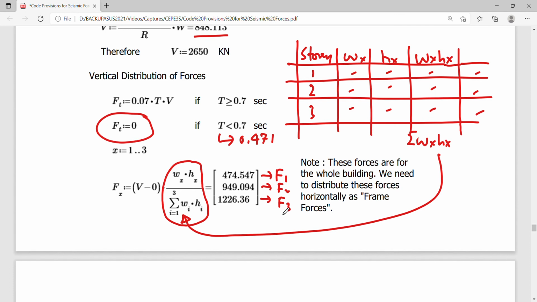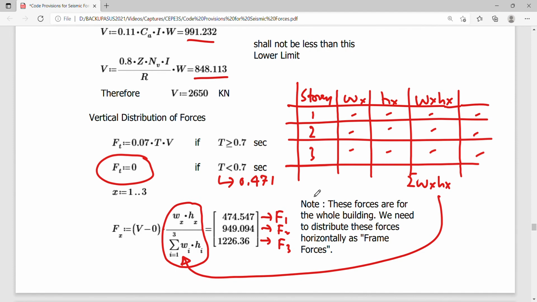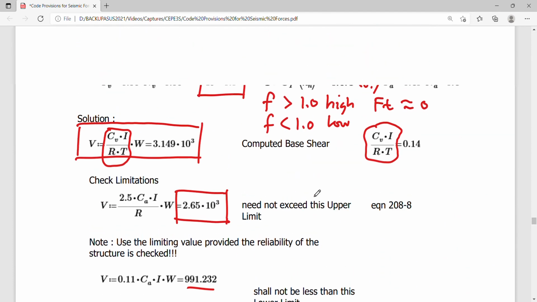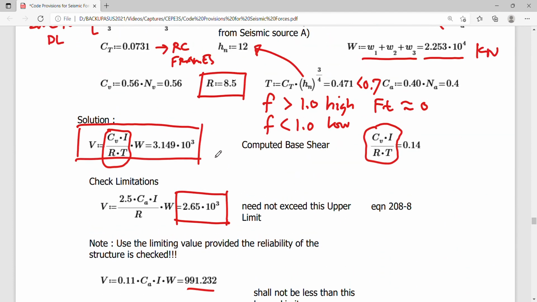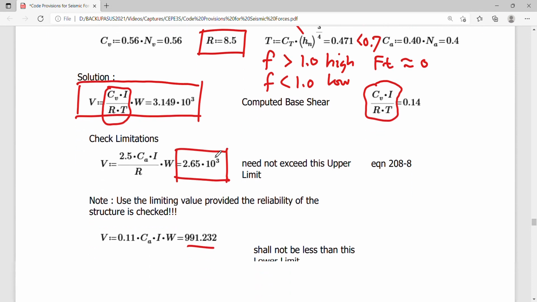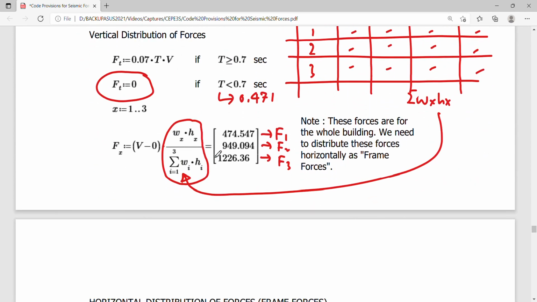So I will be explaining this to you in detail in the next video. For now, I'd like you to understand how the main working equation for base shear is used, including the limitations and how it is distributed vertically over the height of the building. So thank you very much for listening. I'll see you in the next video.